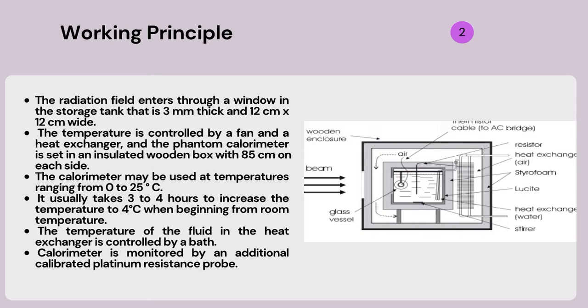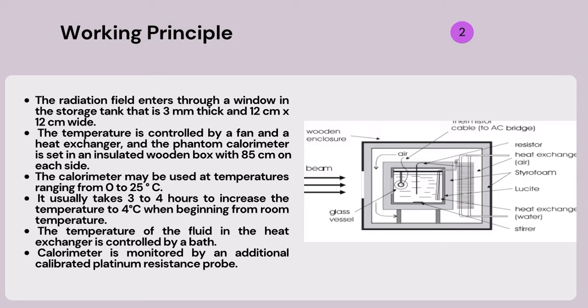The temperature is controlled by a fan and a heat exchanger, and the phantom calorimeter is set in an insulated wooden box with a size of 85 cm on each side. To improve the temperature change process of the water in the calorimeter, the cooling liquid can also be transferred through the heat exchanger in the water tank.